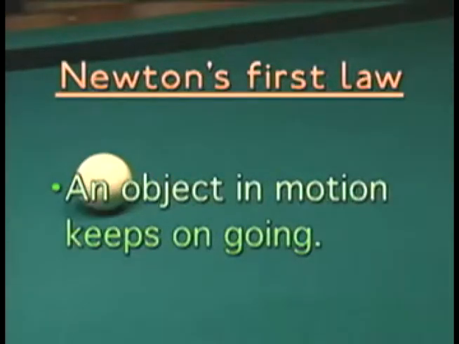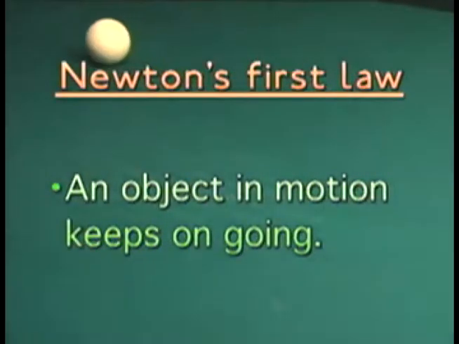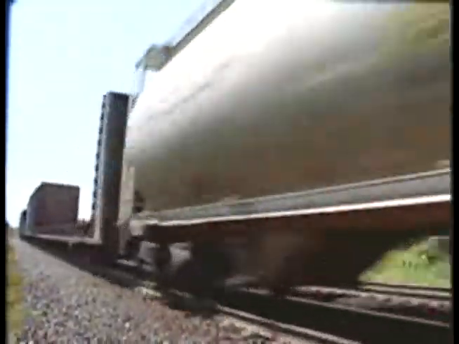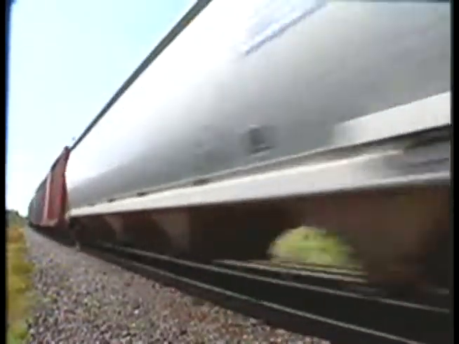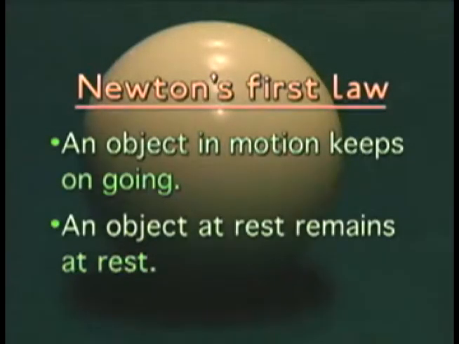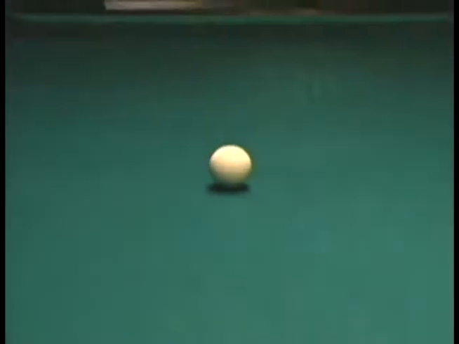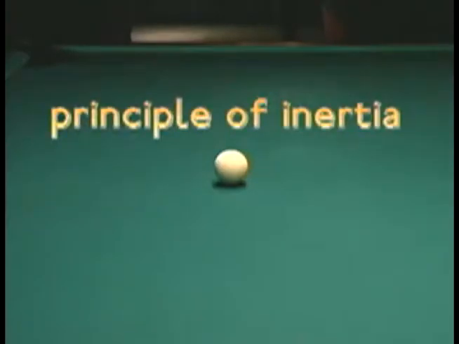The first law states that an object's natural tendency is to continue what it is doing. If it is moving in a straight line at a constant speed, it will continue in a straight line unless acted upon by another force. It also states that an object at rest will remain at rest unless a force moves it. This is known as the principle of inertia.